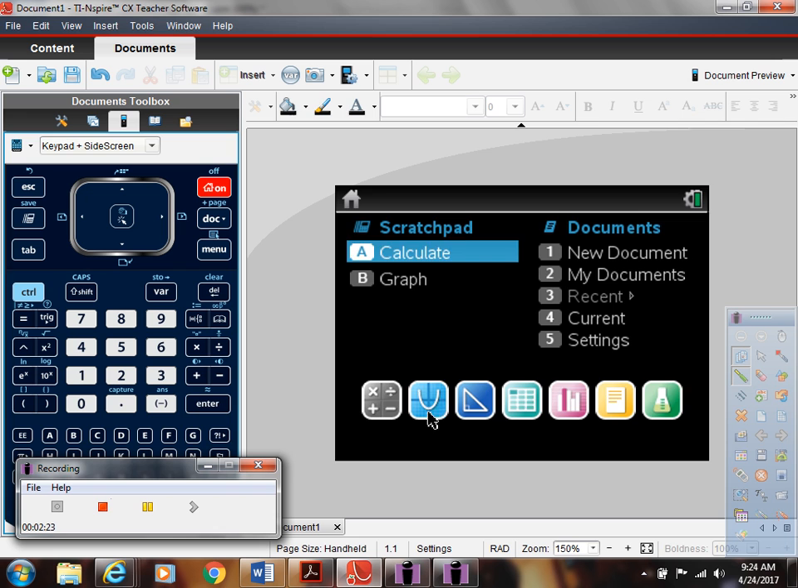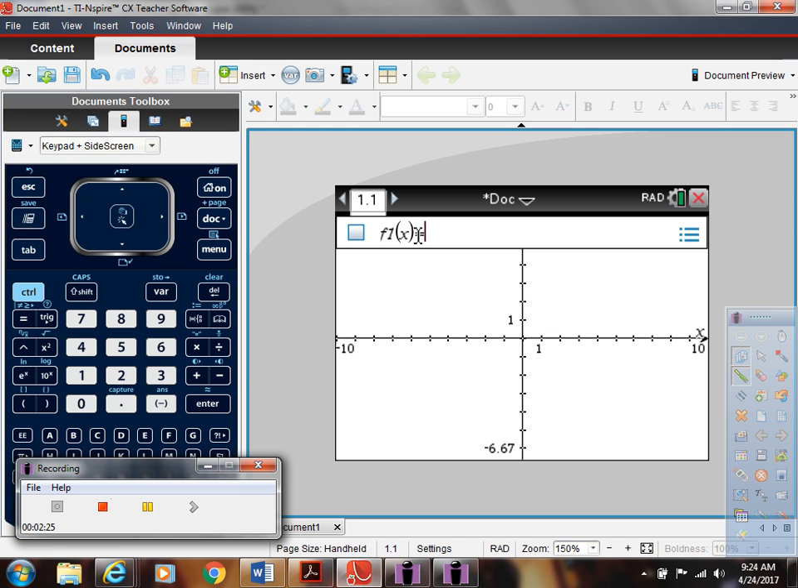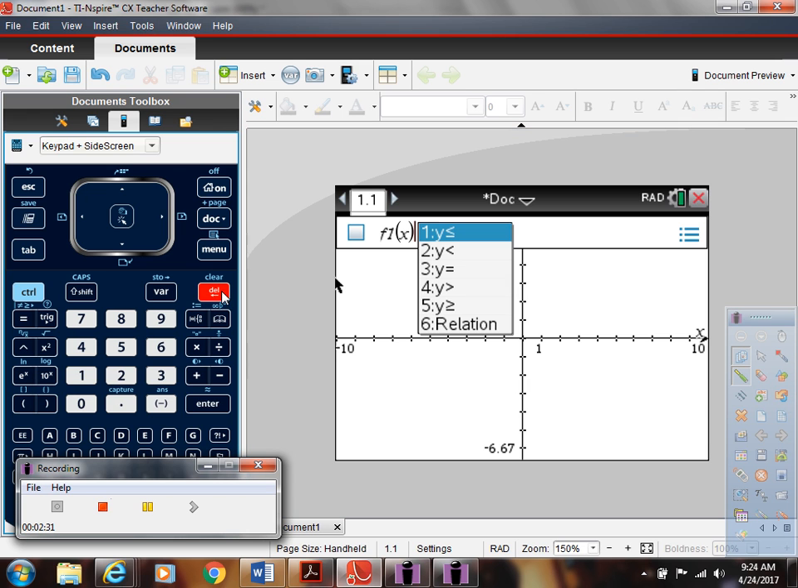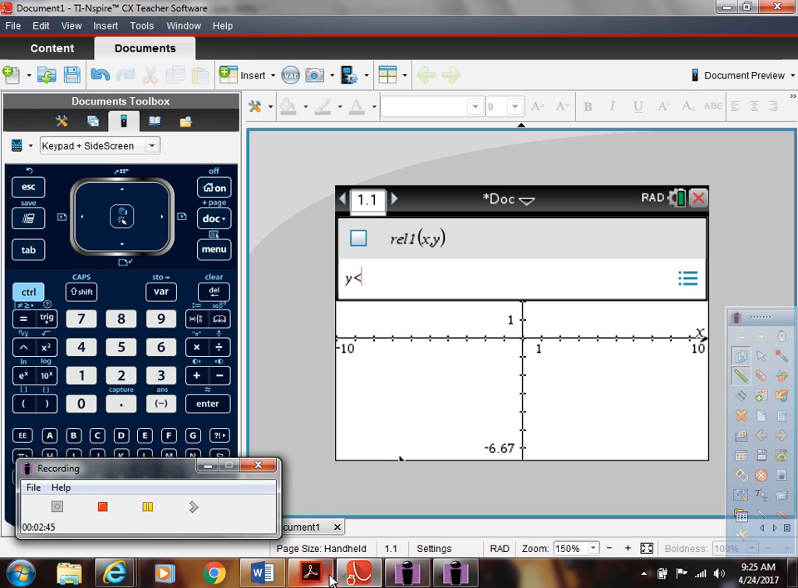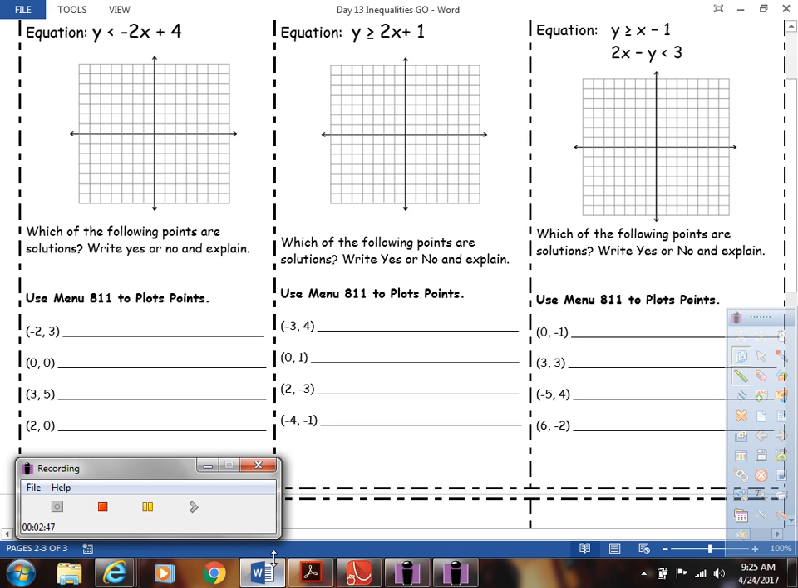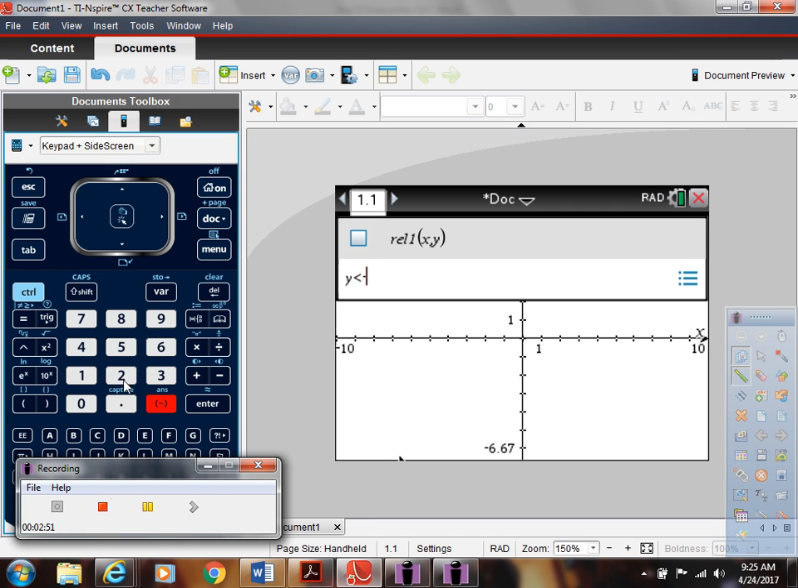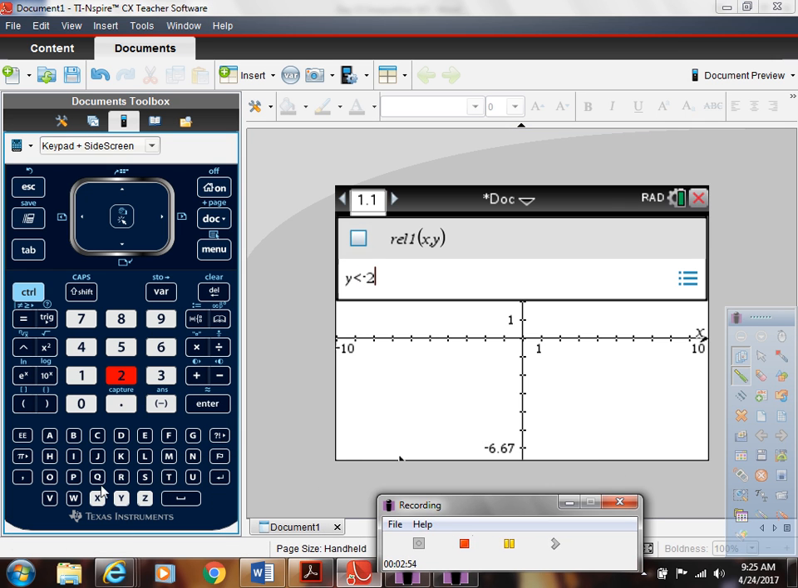Go to your graph app. Now when you're trying to graph these, you need to change the equal sign. So watch, when you hit delete so that you can change it, it pulls up all the inequalities. Remember that little screen that has relations on it? Well, it also has all the inequalities that you need. So this number 2 would be the one that you would need for this one. And then just type it in. So let's see, what was it? Negative 2x plus 4.